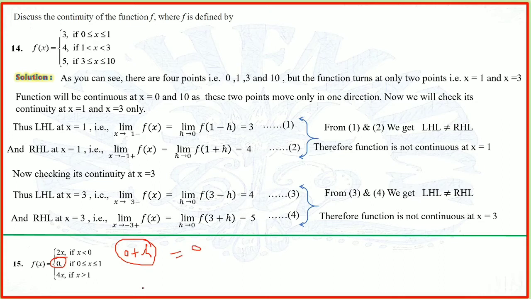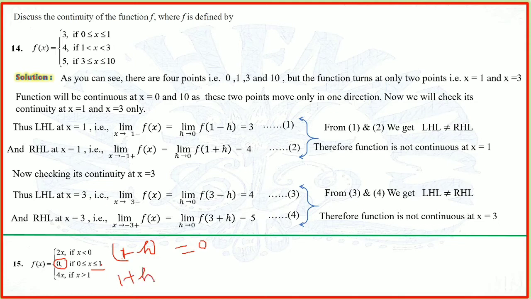Now for x equal to 1, for the left hand limit x is less than 1, so you will be putting 1 minus h in place of x. At that point, when x is less than 1, the value of the function is 0, so you will be putting it equal to 0.